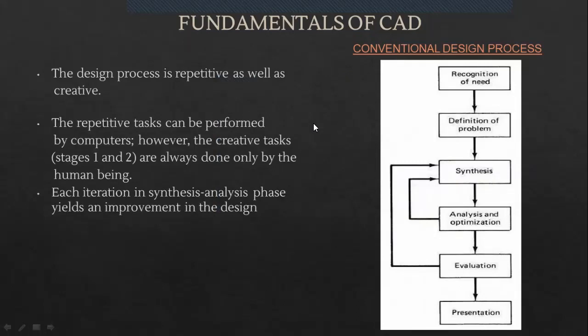Okay, so this was the conventional design process, right? In evaluation, you try to check the design against the design specifications you have defined in the problem definition phase. And then presentation, like conventional drafting, because this is without the help of computers. So in the presentation phase, you will do it conventionally with the help of draftsmen. You'll plot the different finalized drawings to be sent for production. So this is what we had seen.